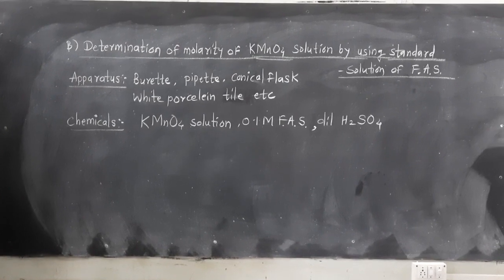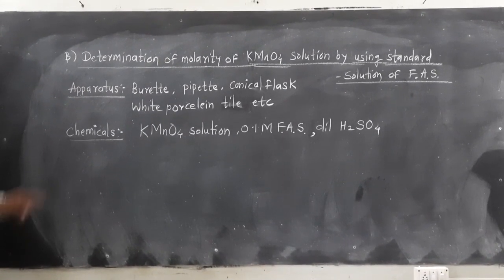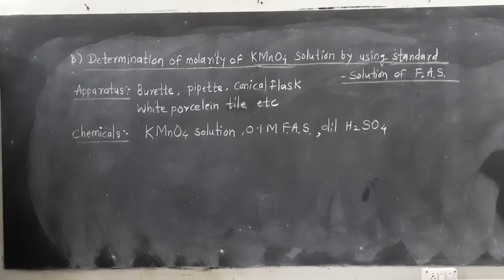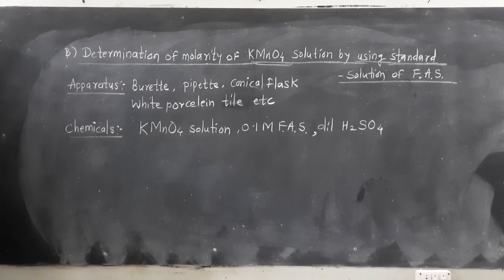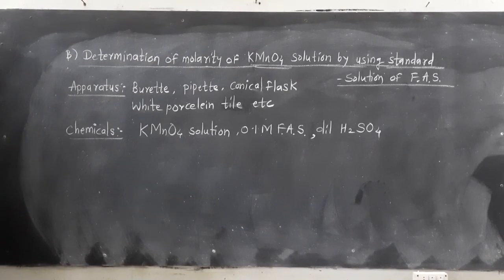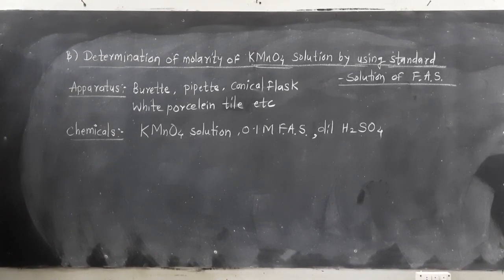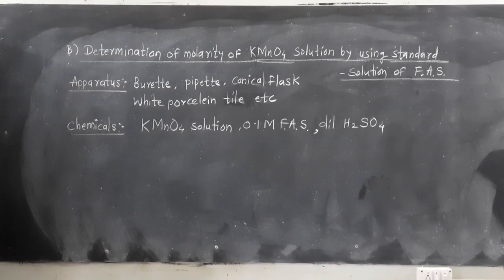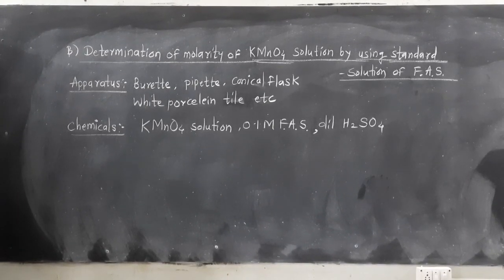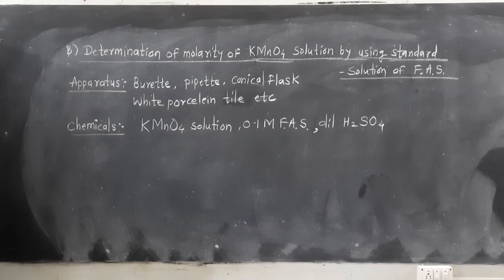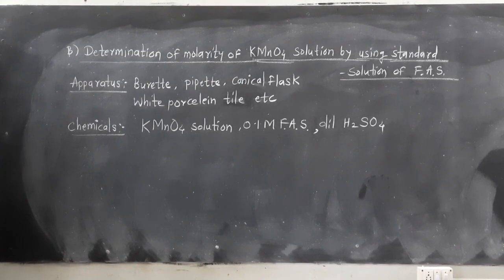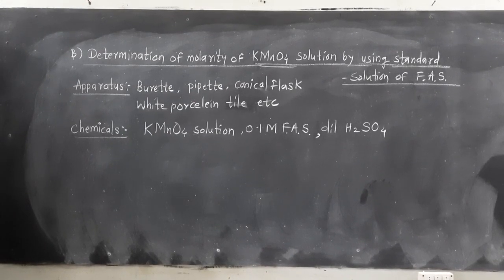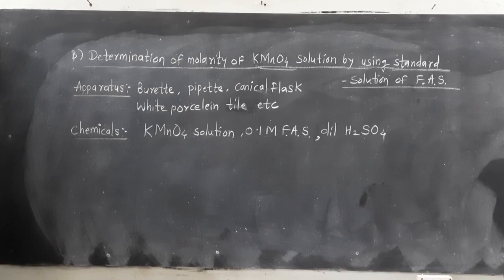Second part of titration, or second part of experiment: determination of molarity of KMnO4 solution by using standard solution of ferrous ammonium sulfate. Apparatus: burette, pipette, conical flask, white porcelain tile, etc. This white porcelain tile is used if required. Chemicals: KMnO4 solution, 0.1 molar FAS solution, dilute sulfuric acid.